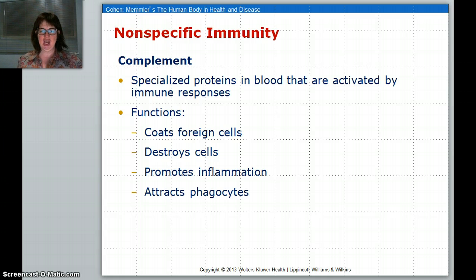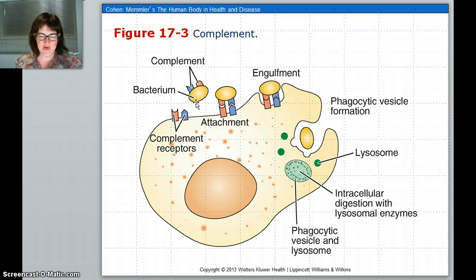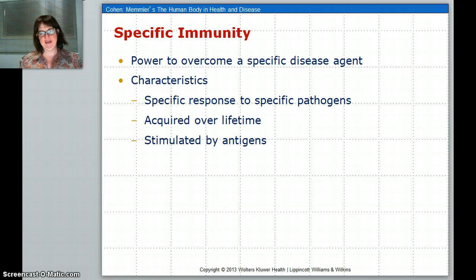Then there is something called a complement. A complement is a specialized protein that attracts immune responses. Its function is to coat the cell, destroy the cell, and attract phagocytes. So a complement will land on the cell. In the process of landing on the cell, it will trigger the macrophage, which is right here, to come and engulf it. Okay? So it's kind of a way of marking it. Good. That was non-specific immunity.